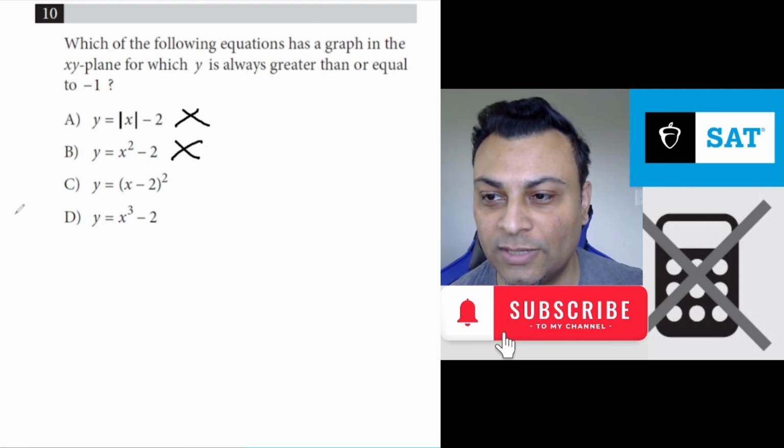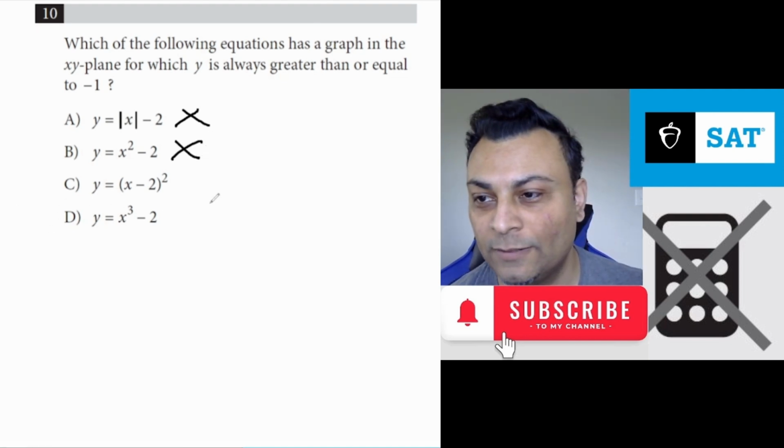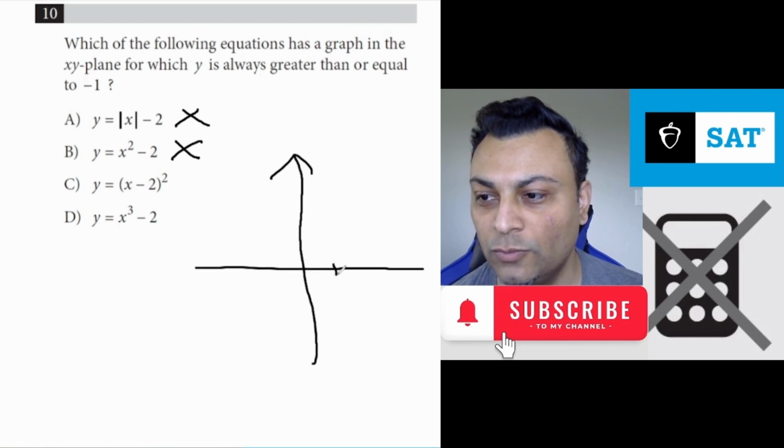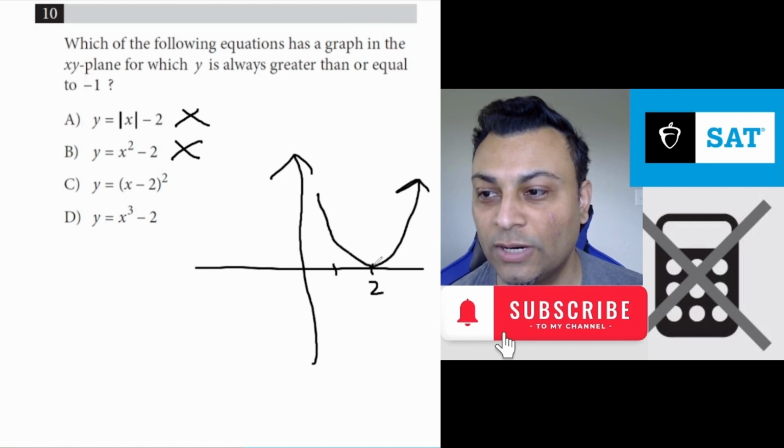This one says x minus 2 squared. So it is the parabola, but it's been shifted 2 units to the right. So here's 2, and it's been shifted 2 units to the right. This one, the y coordinate is 0 or greater at all times. So that could be it. This is y greater than or equal to 0.